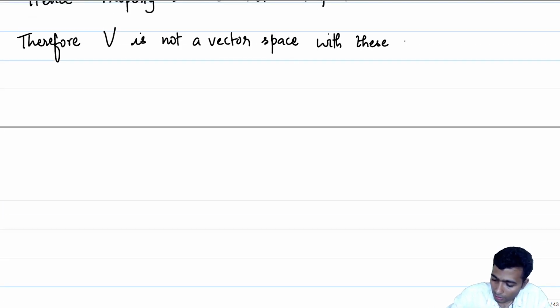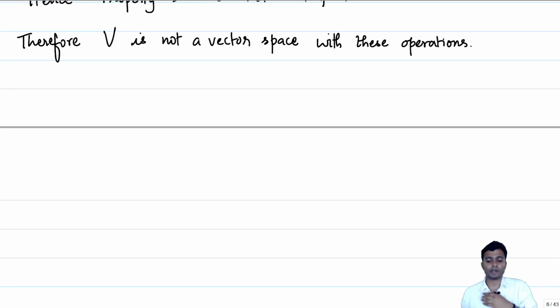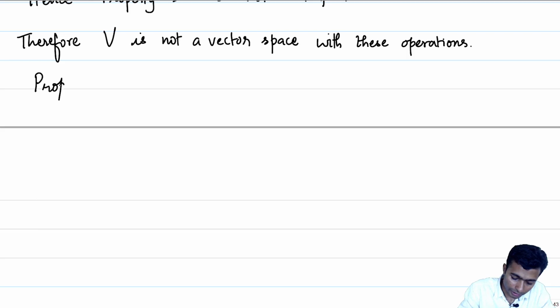So we have already solved the problem, establishing that with these operations V cannot be a vector space, because the property involving the multiplicative identity is not getting satisfied. Well, out of curiosity we could ask about the remaining properties. It doesn't matter because we have already established that V is not a vector space. However, just to satisfy our curiosity, let us look at the remaining properties as well.